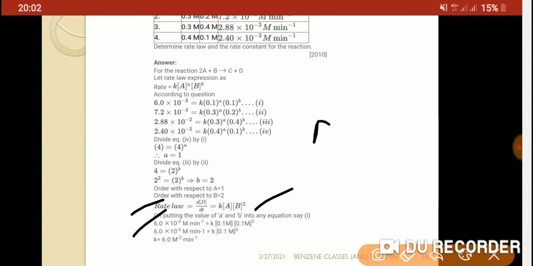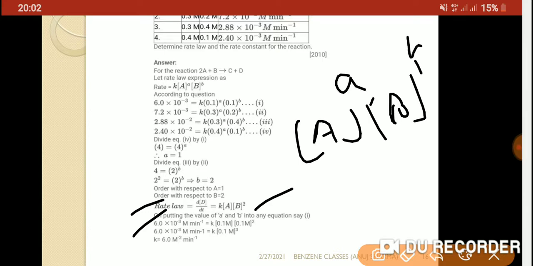So why are we taking A and B square? You can check the value of a equal to 1 and the value of b equal to 2. So that's why we are putting the values 1 and 2. On putting the values of A and B into any equation, say 1, and putting the values in, you will get the rate constant k equal to 6 M inverse minute inverse, right? So this is the answer of this question.